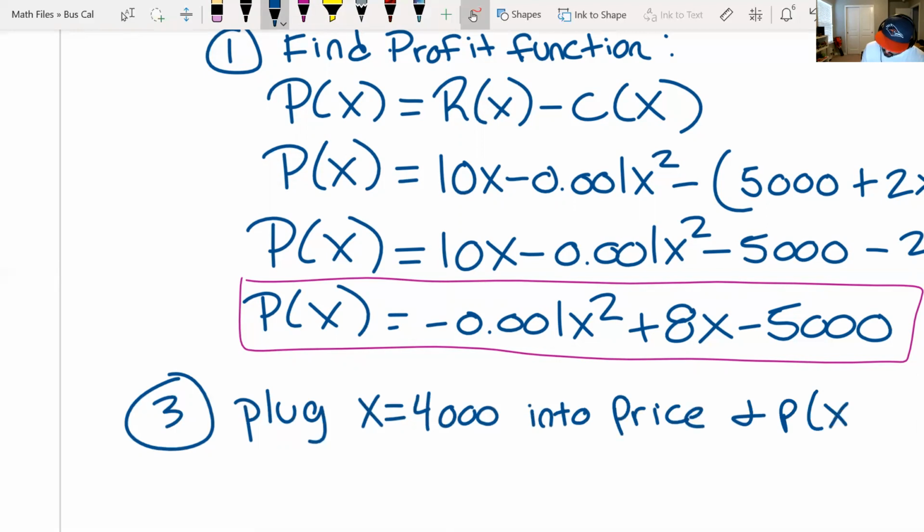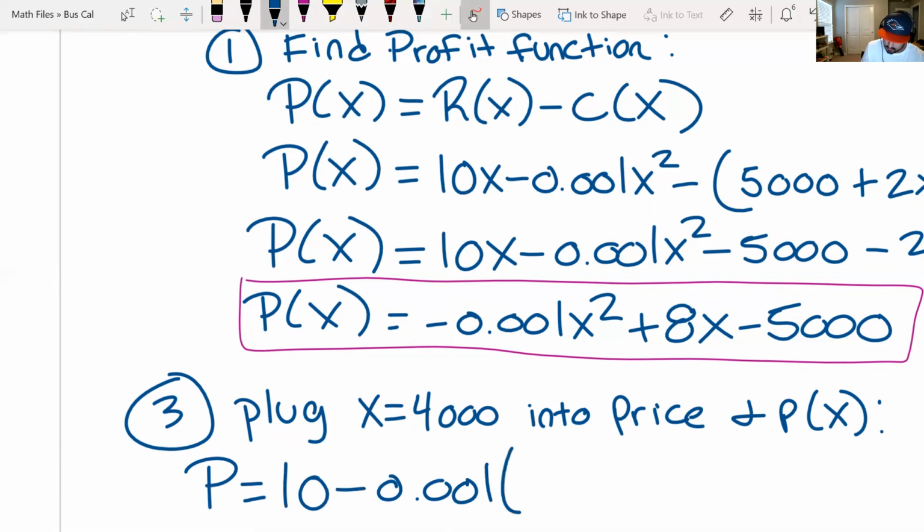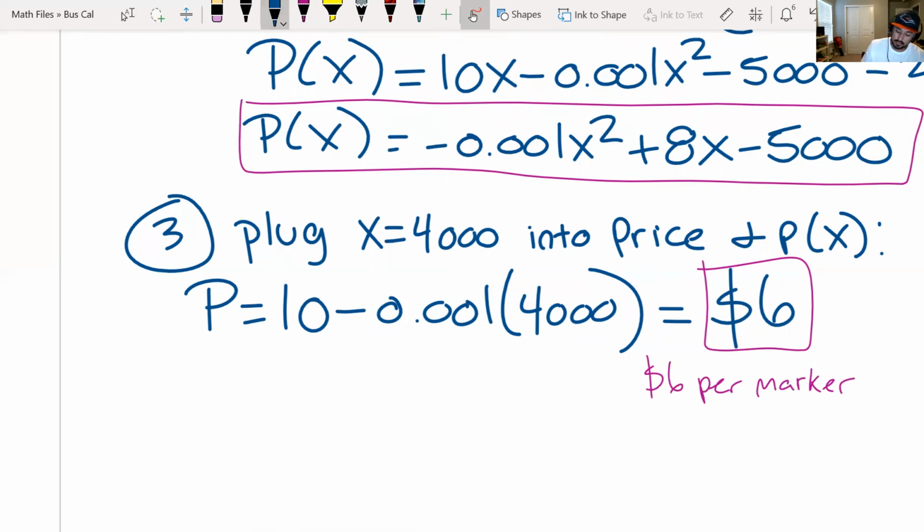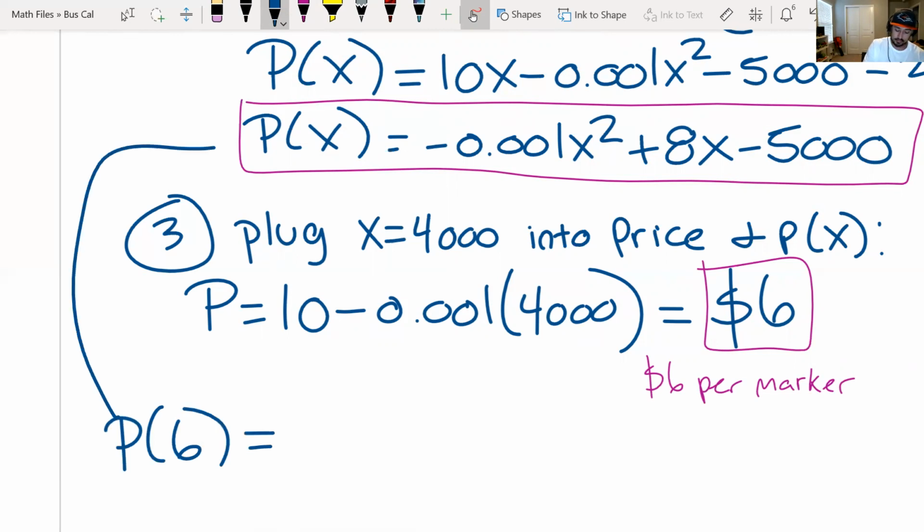and P of X. So for price P, it's 10 minus 0.001 times 4,000, which should give us $6. So what this means is that in order to maximize profit, we need to sell our markers now at $6 a piece. So $6 per marker. And then plug it into P of X. So I'll have P of 6. Remember, I'm plugging it into that function there.